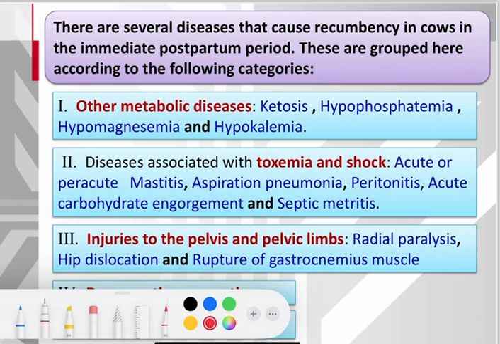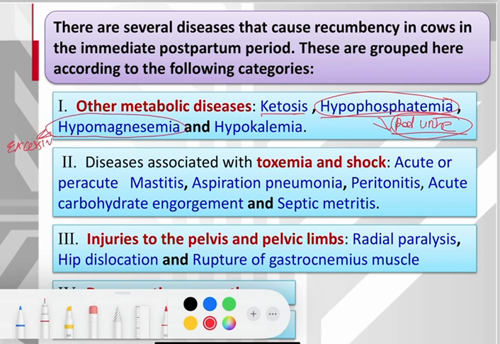So we can see that in such conditions, other metabolic diseases such as ketosis can be seen. A case of hypophosphatemia can be seen. In case of hypophosphatemia, we can see red urine, which is nothing but hemoglobinuria. In case of hypomagnesemia, we can see that the animal is having excessive mentation or excessive sensitivity, and hypokalemia can also be differentially diagnosed from milk fever.